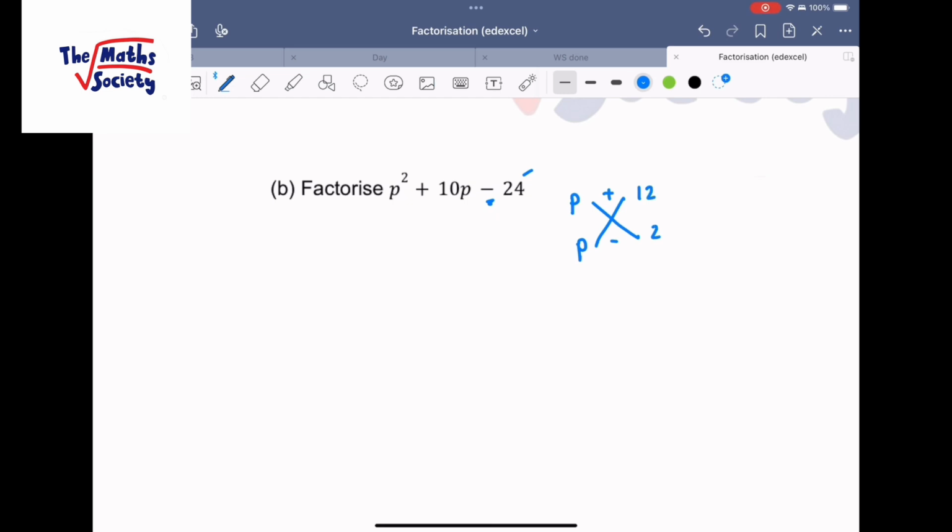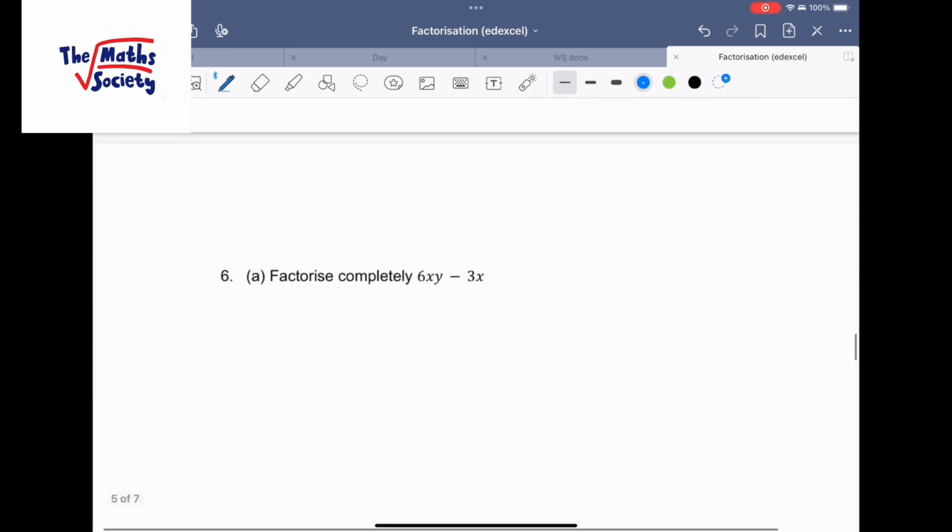So then you'll have a bracket of p plus 12, and then p minus 12. Oh, sorry, p minus 2. That should be your answer. And then we'll move on to number 6.